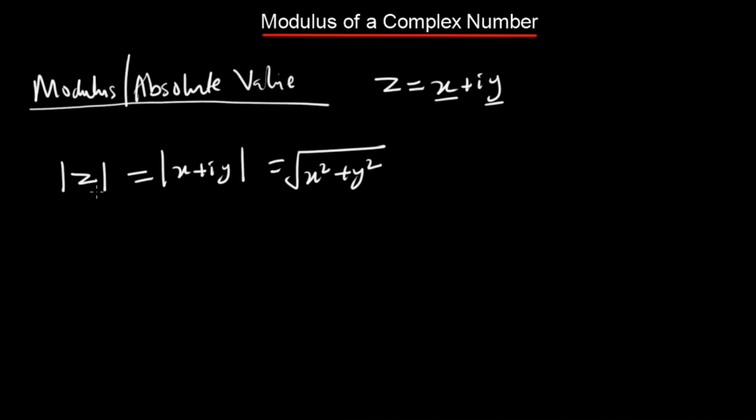If you have a complex number z and we have to find the modulus, we simply take the square root of the square of the real part plus the square of the imaginary part. So that's simply how we define the modulus or the absolute value of a complex number.